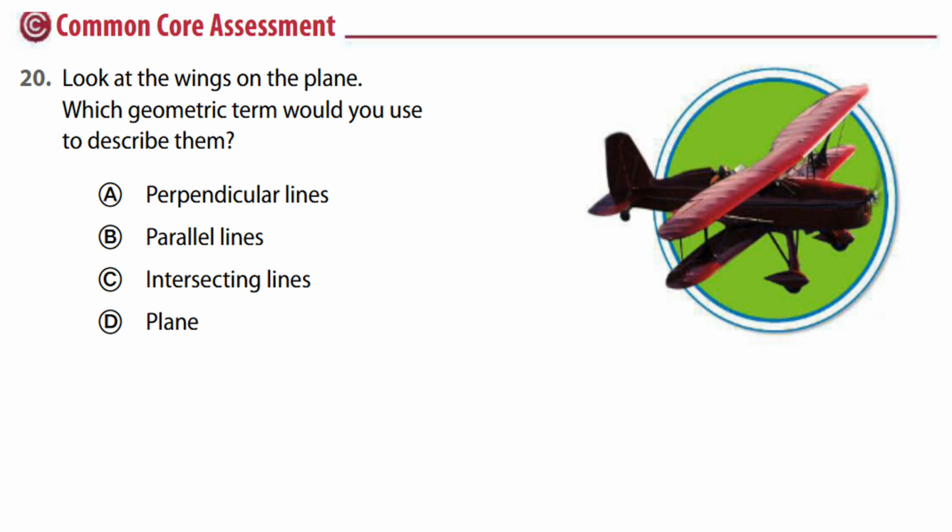Look at the wings on the plane. Which geometric term would you use to describe them? Now we have upper wings and lower wings. It's very clear that if we extend these two lines in two directions, we just find out that they never meet and they never intersect. So in this case, we say that the two lines are parallel.